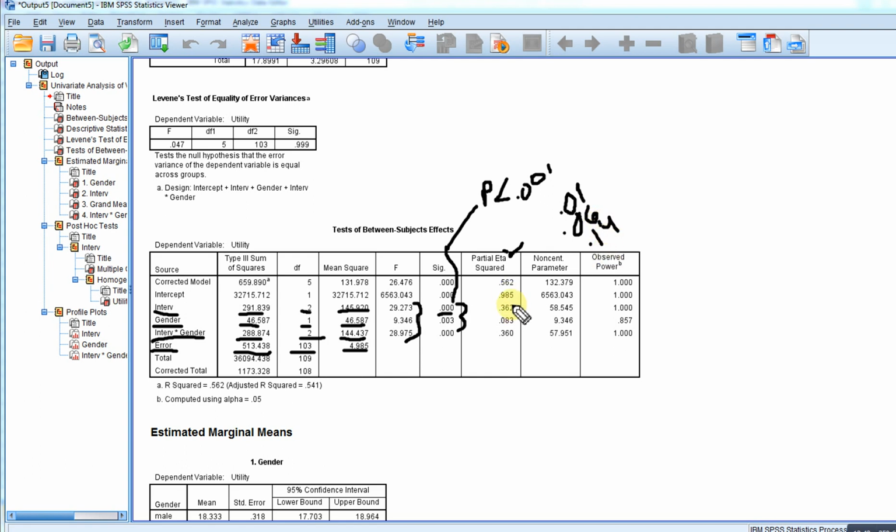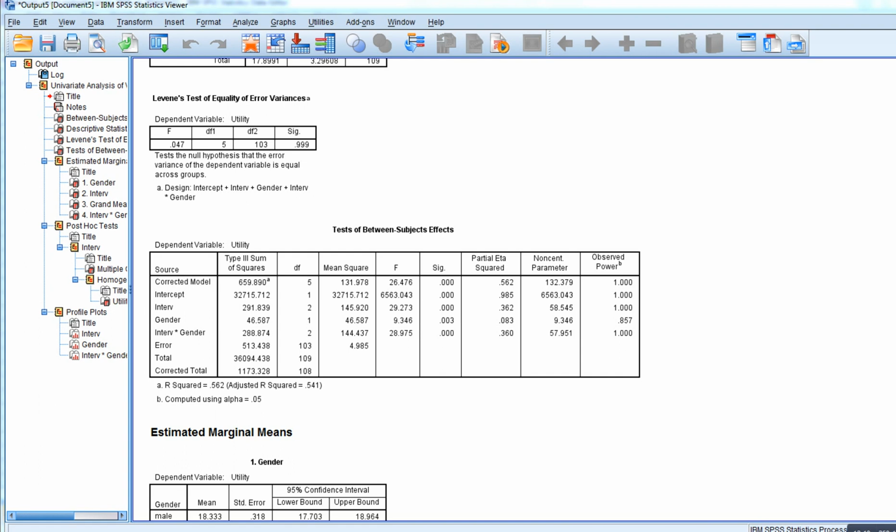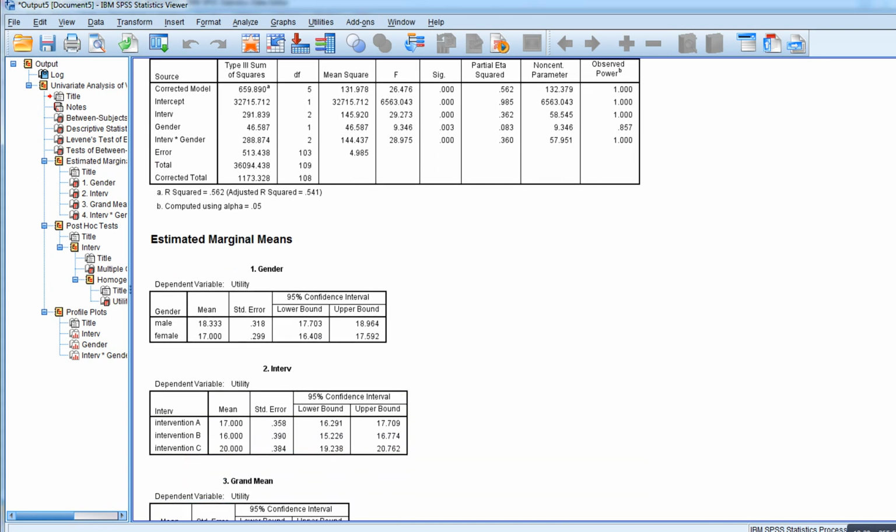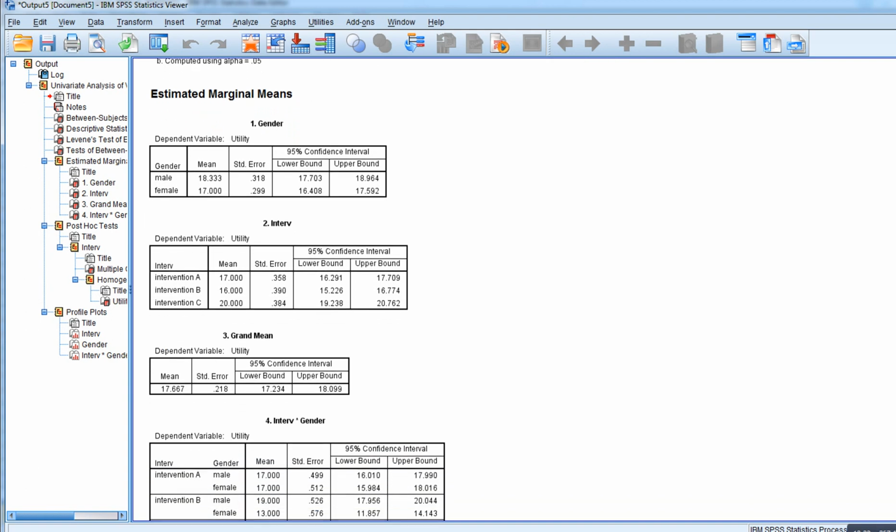So you can see right here, looking at these three values, you have a large effect using Cohen standards for intervention, probably a medium or moderate effect for the gender effect, and then also a large effect for the interaction. So basically, at this point, it looks like all three effects were statistically significant. All three effects were significant in the model, and we had fairly large effects overall, except gender was more modest, but still, there was one present.